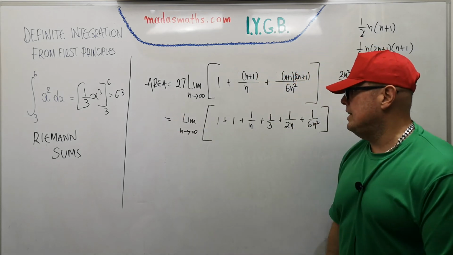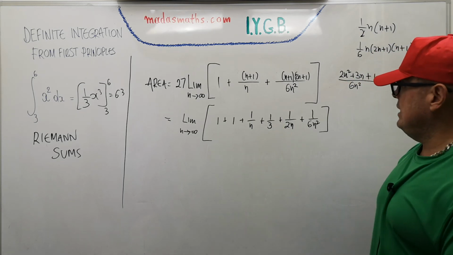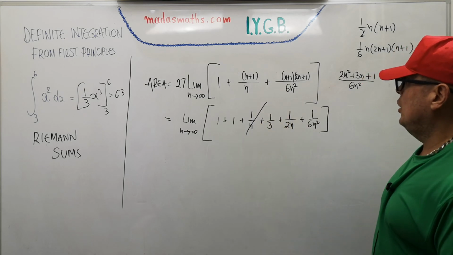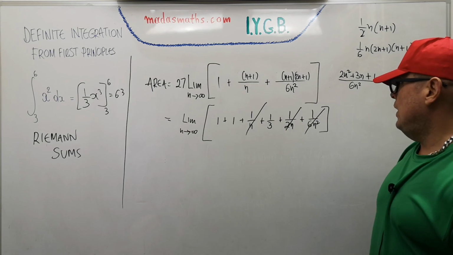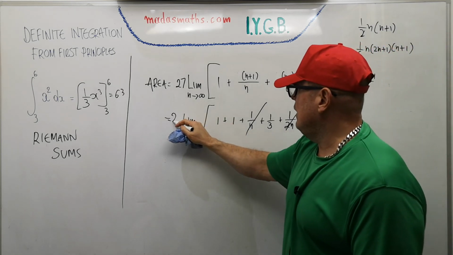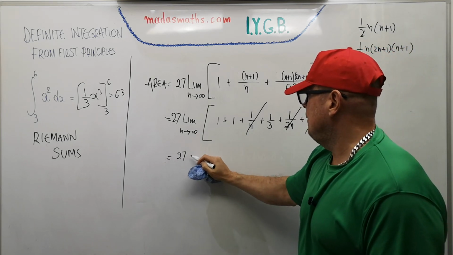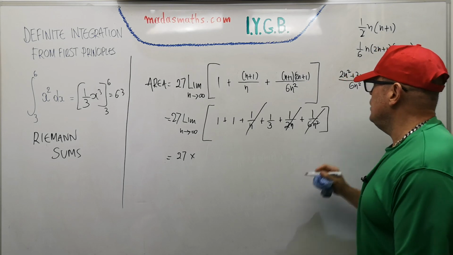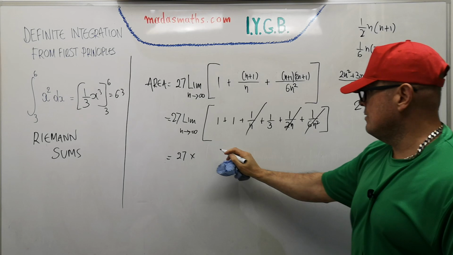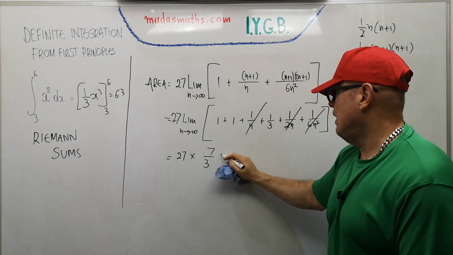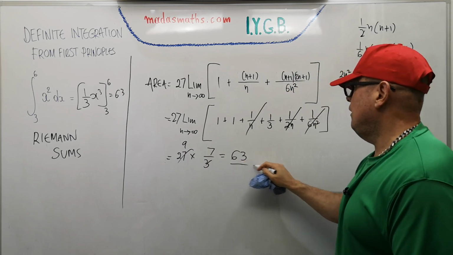Our area is given by this limit as n tends to infinity. As n tends to infinity, clearly 1 over n goes to 0, 1 over 2n goes to 0, 1 over 6n squared goes to 0. I forgot the 27 there. So what's our answer? Our answer is 27 times 2 1/3. 2 1/3 is 7/3. So that's 27 times 7/3, and I think we're done, because of course, this is 63.